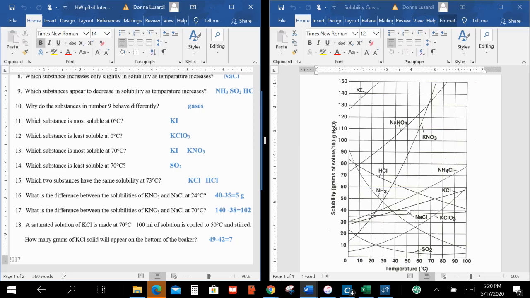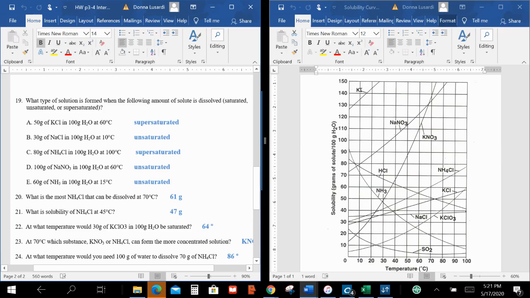So if it does not supersaturate, the excess that is no longer soluble, that 7 grams roughly, from 70 to 50, there we go, that difference of 7 grams roughly will fall to the bottom of the beaker.